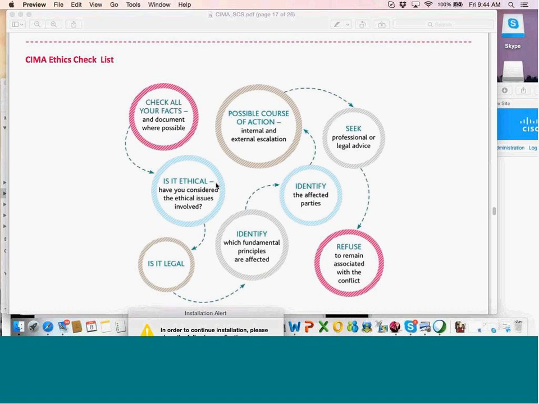Then you look into seeking professional or legal advice. Then the last one is you refuse to remain associated with that conflict. You need to move away from that conflict. How do you move away, right?